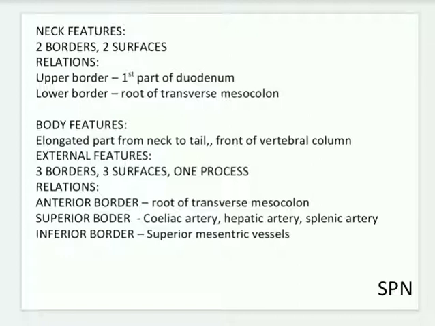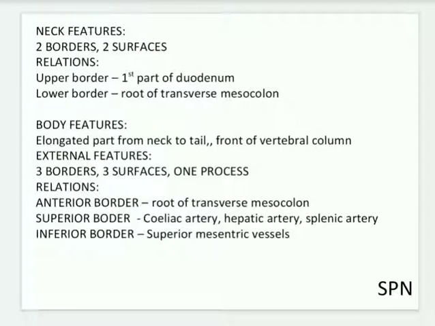And next is the body features, an elongated part from neck to tail that lies in front of the vertebral column. The external features are 3 borders, 3 surfaces and 1 process. The 3 borders are anterior, superior and inferior. The 3 surfaces are anterior, posterior and inferior. The 1 process is the tuber omentale.